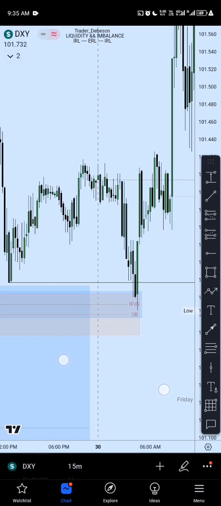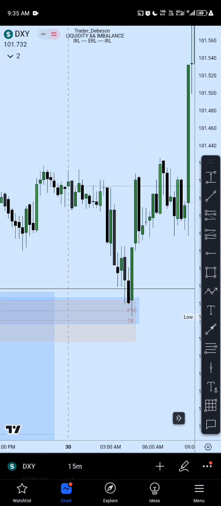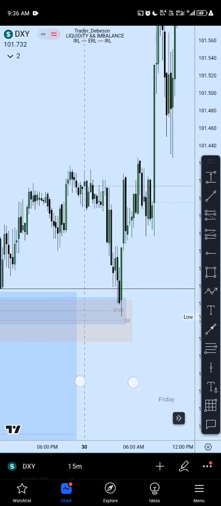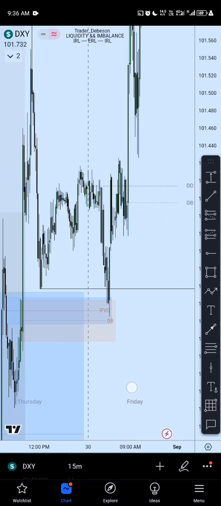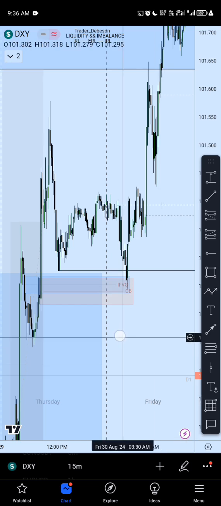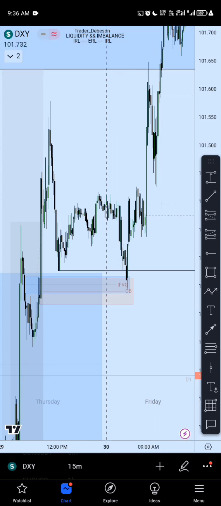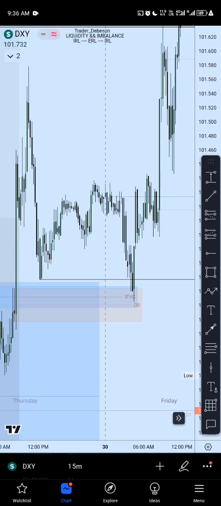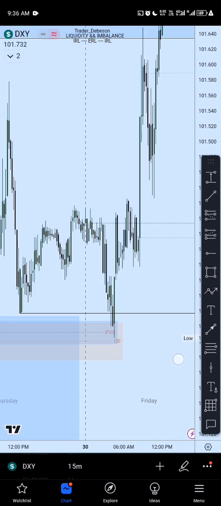So these are the levels that we are seeing below the opening price, and we expect a Judas swing. This is a London session model. Don't worry, I will still make a complete video on how to trade the Judas swing model. But now let's just study what price did.